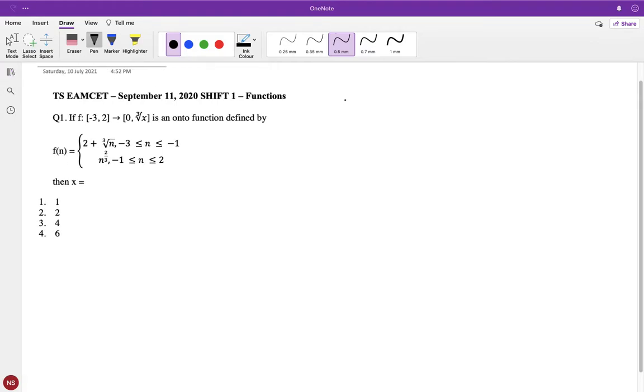So question 1 is given as f from -3 to 2 to 0 comma cube root of x, and they have said that this is an onto function which is defined by this. Then what is x? In this kind of problem, first you should know what is an onto function. If you don't know what is an onto function, then you will not be able to solve it. So very easy.